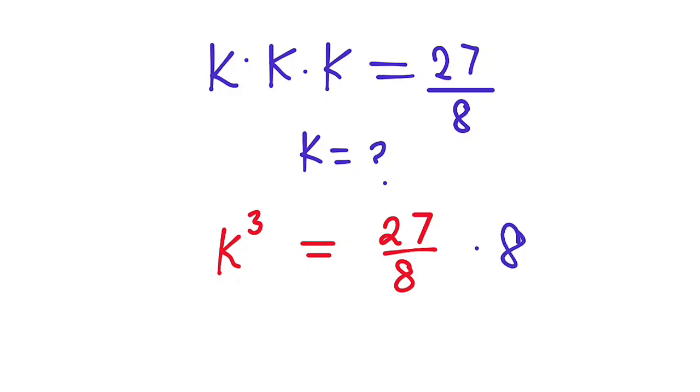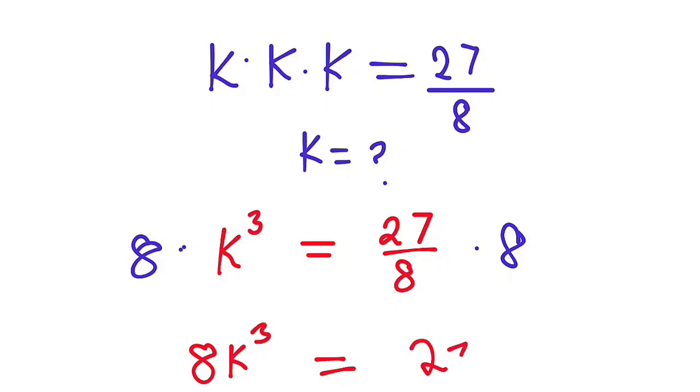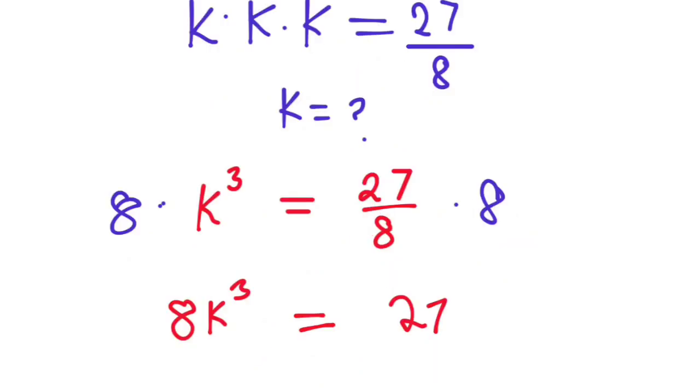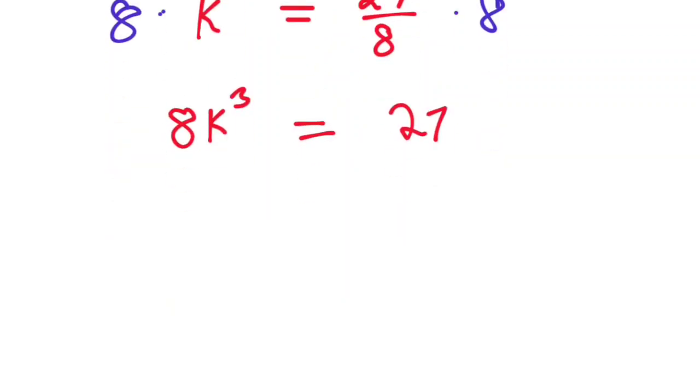Alright. So now from there, we can cross multiply, multiplying both sides of the equation by 8. You see that we're going to have what? We're going to have 8k to the power of 3 equals 27, because this cancels this. Understood? So we move on.